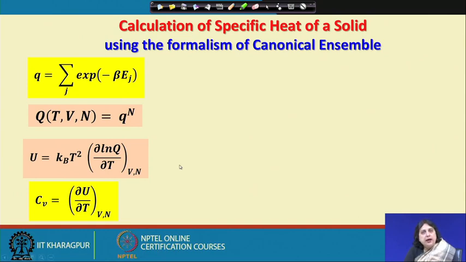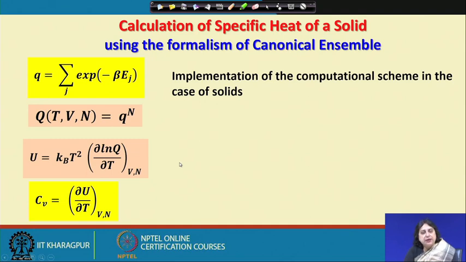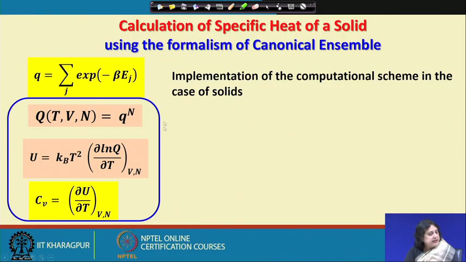So, now how do I implement this computational scheme when I am talking about a system like a silver solid or copper solid or gold solid and so on and so forth? For that I realize that this part is fairly standard by now. We have now tested the predictions of this prescription for many different systems that are exactly solvable within quantum mechanics. So, we know what the E_j's are, what the j's are. So, we could calculate small q and follow this prescription to get the thermodynamic properties.